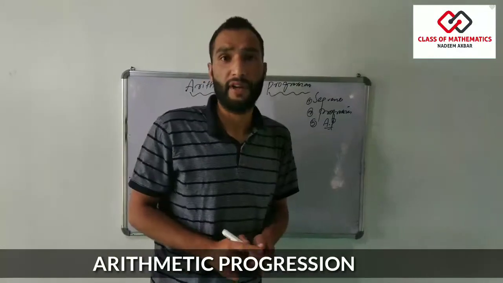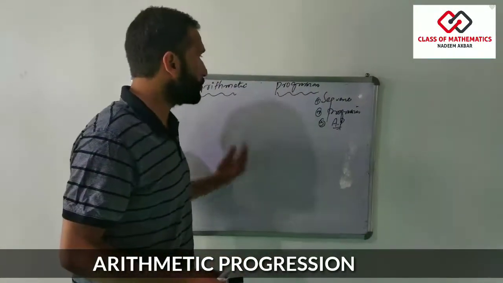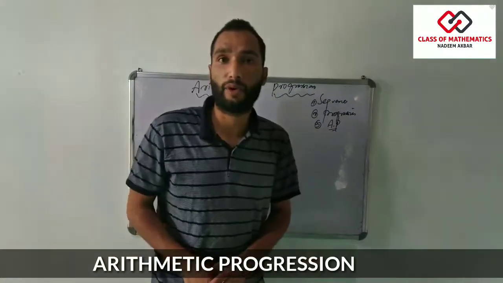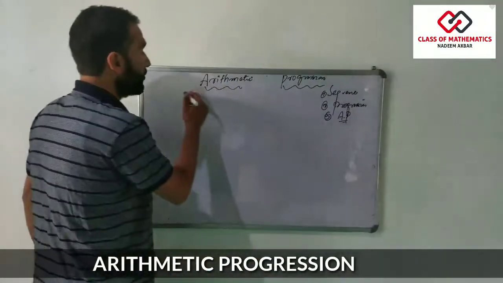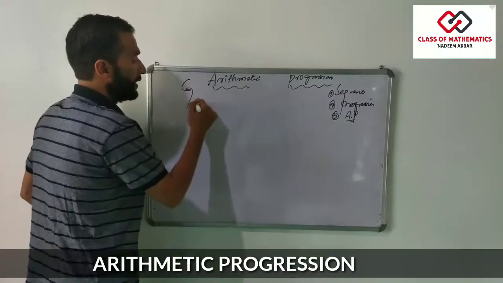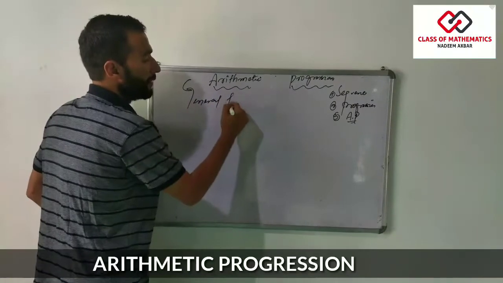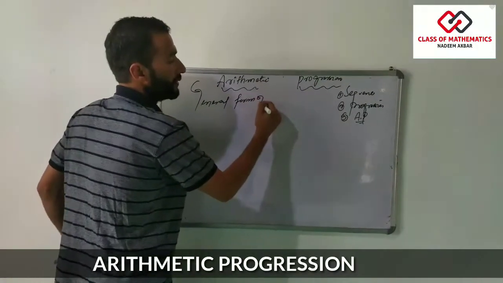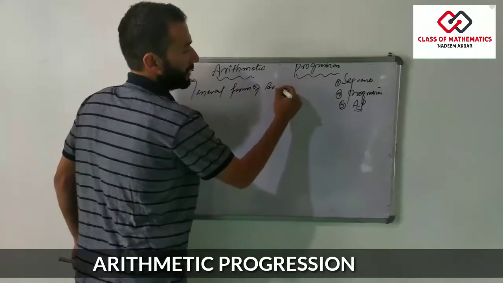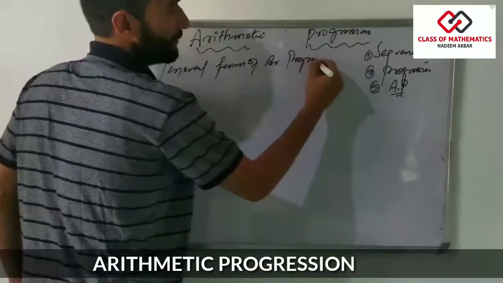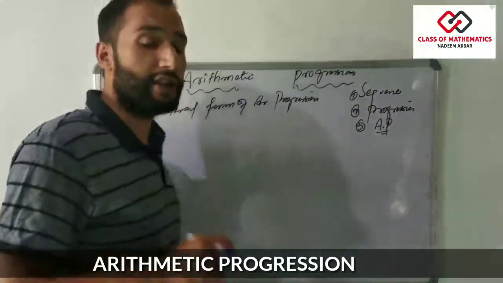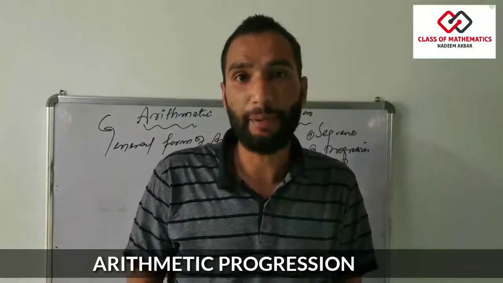So in this chapter, we'll move forward. We'll go to more details about an arithmetic progression. We'll go to the general form of arithmetic progression. Before going to the general form of arithmetic progression, let me repeat something.